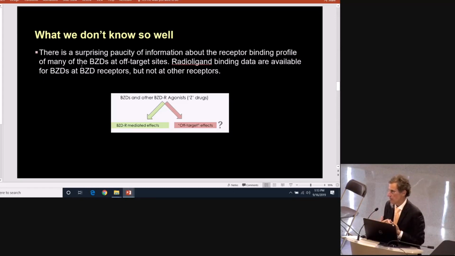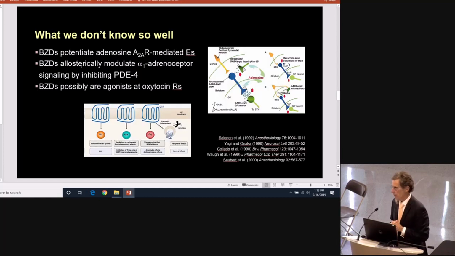That's like pharmacology 101. So we certainly know the left-hand side of the screen there. We know how it works as an anxiolytic. We don't know any of these other effects, which we call off-target effects. So then I began to look into it, and I said, well, what is out there? Turns out that benzodiazepines potentiate adenosine A2A receptor-mediated effects. Do you know what that means? I don't know either.